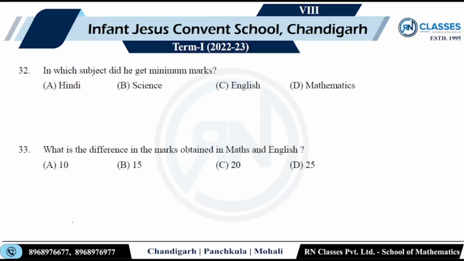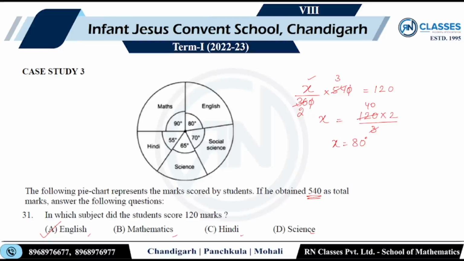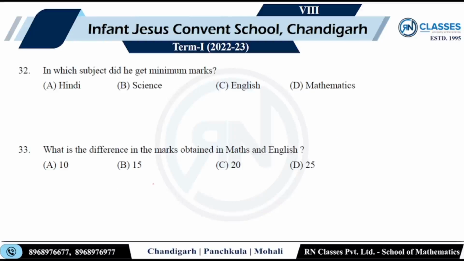Next one. In which subject did he get minimum marks? Minimum marks कैसे पता चलेगा? जिसका central angle सबसे छोटा होगा. Central angle सबसे छोटा है 55, means Hindi. I don't have to find it out because उसने बोला नहीं.